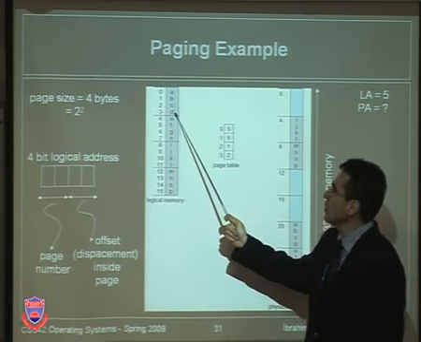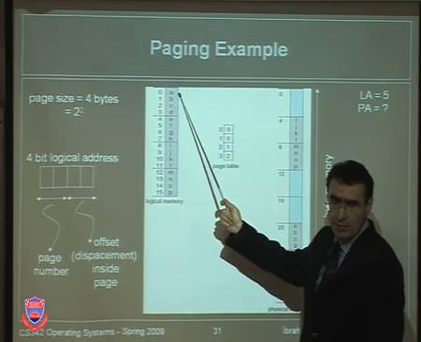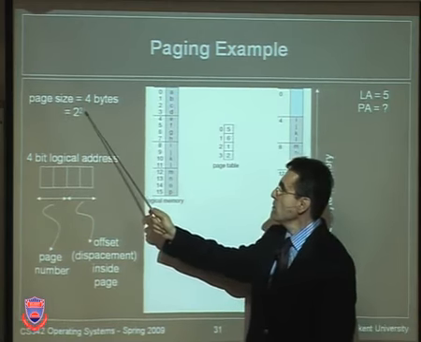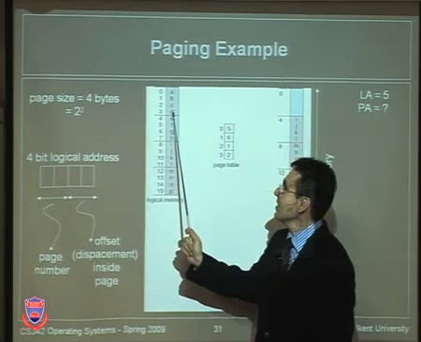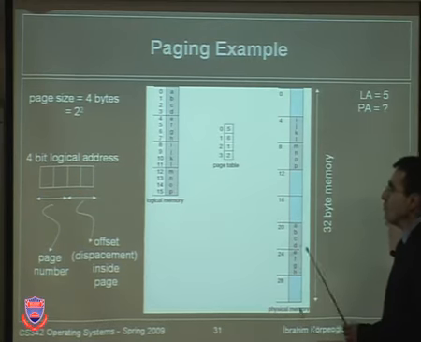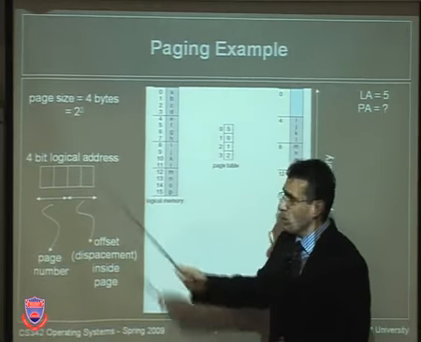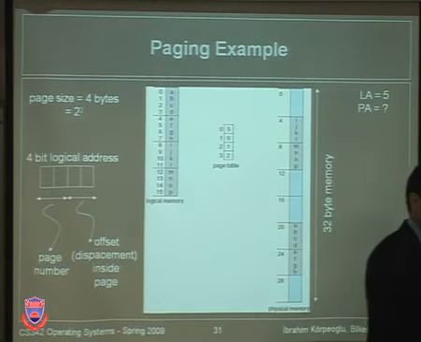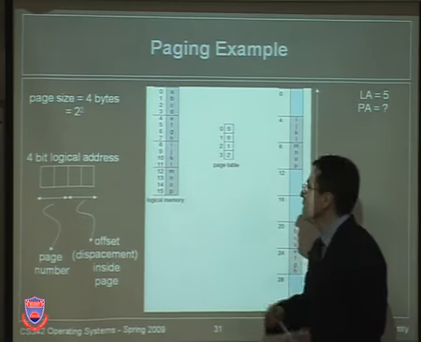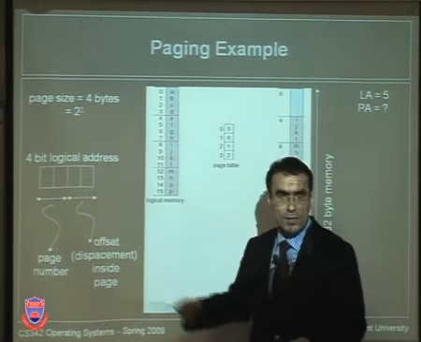2 bits are enough. Since each page is 4 bytes, 2 bits are enough to address those 4 bytes. So basically 2 to the power 2 is the page size, and 2 is the number of bits required to address the bytes in a page. So what we can do is use just these 2 lower order bits of a logical address as the offset of that element. And the high order bits, 2 bits here, will be the page number.